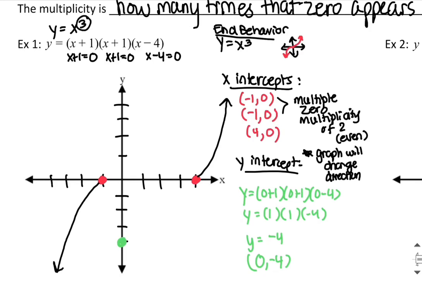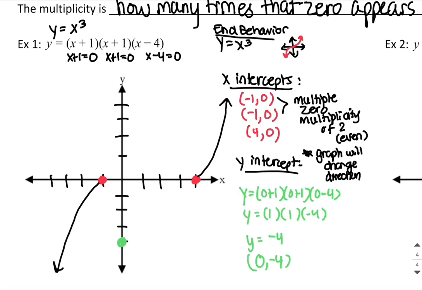Since I have an odd power here, I should be going in 2 different directions on my ends. For the rest of the points, the thing that's going to help me is whether it's a multiple zero or not. That's how I'm going to know the rest of the direction.